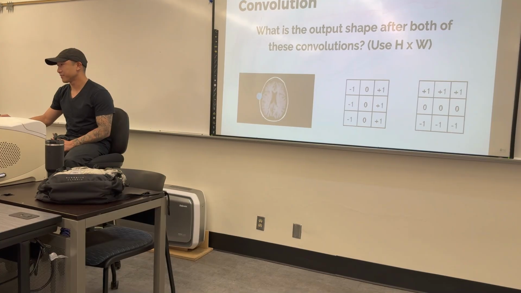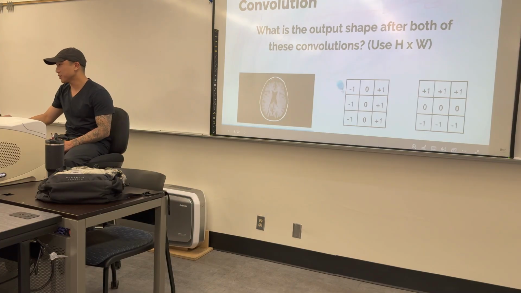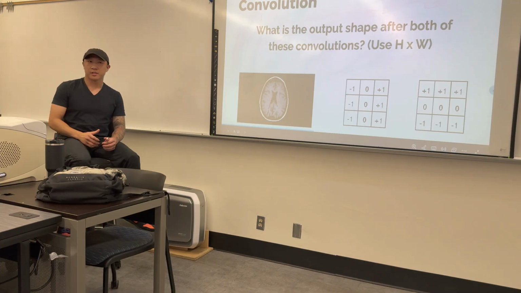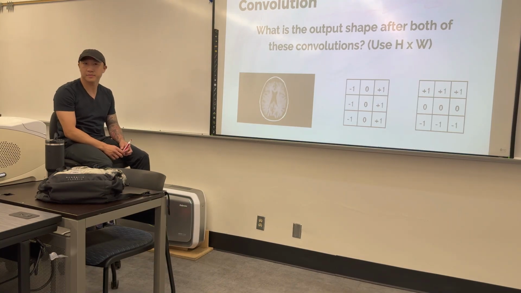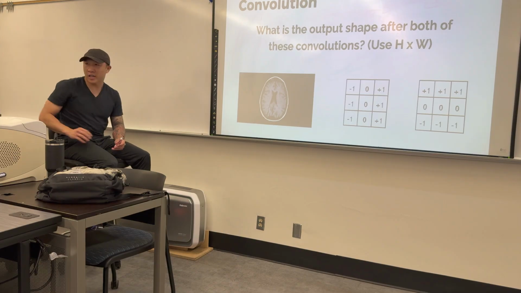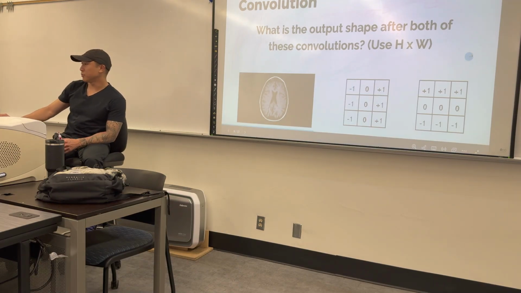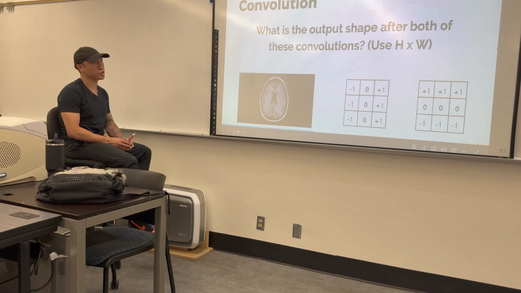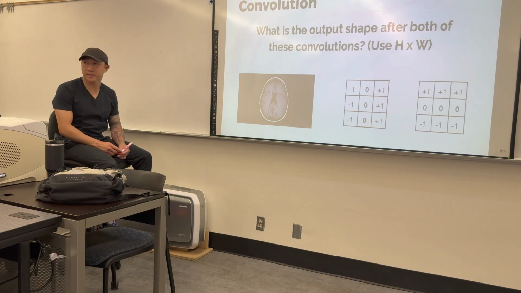Input image, and I have two kernels. Using H and W, what's going to be my output shape? If I have an image and I'm going to be running it through two kernels, what would be my tensor shape? What would be the output shape of my tensor using H and W?